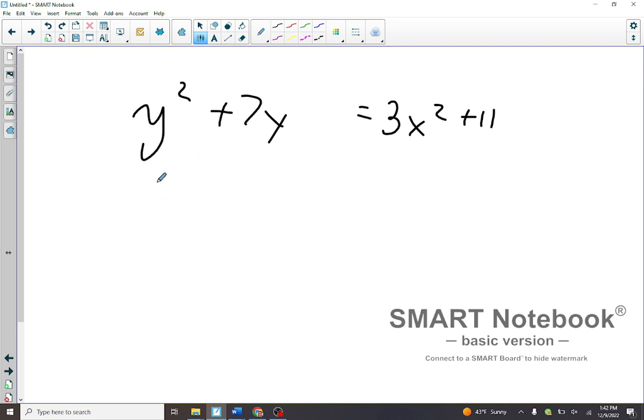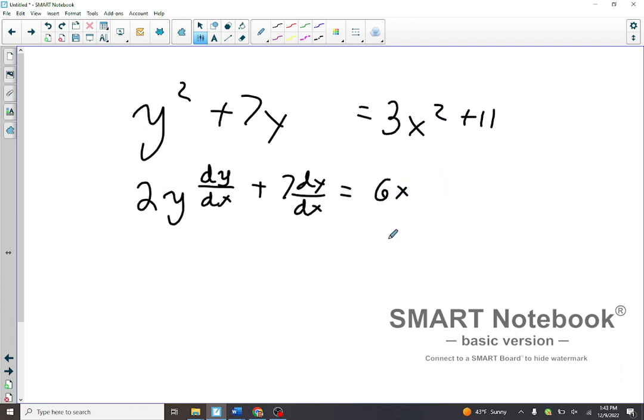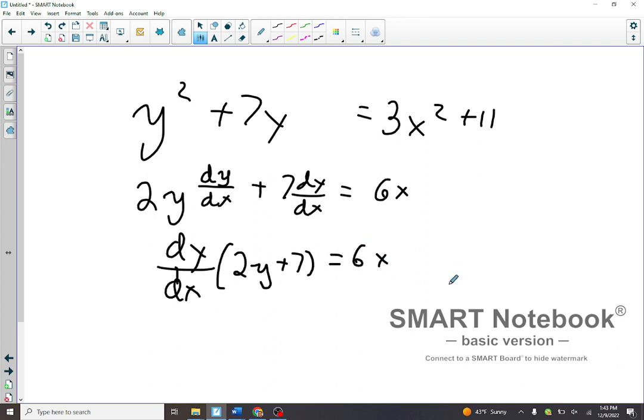So let me derive each part individually. 2y dy dx plus 7, the derivative of y. I guess it's just dy dx. There's no chain rule. Equals 6x. This disappears. Since they both have dy dx, we could factor that out in common. So dy dx times 2y plus 7 equals 6x.